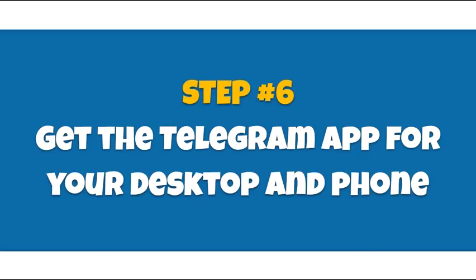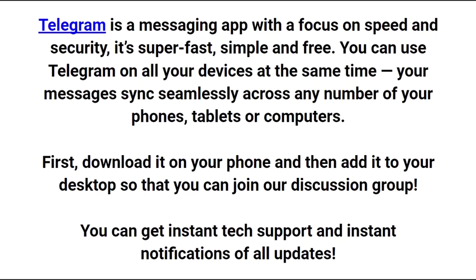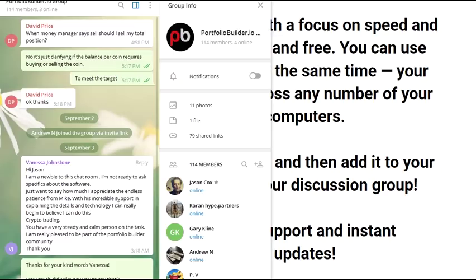Step 6, I highly recommend you download the app called Telegram. First, you have to download it on your phone because it requires a phone number to have a unique ID. And then you can join your Telegram phone to your desktop by downloading their desktop app. And from there, you'll have access to instant support, all notifications, and a lot of other cool stuff.